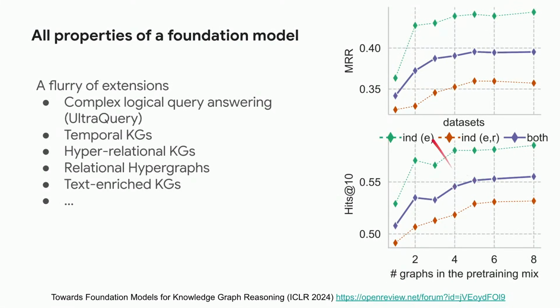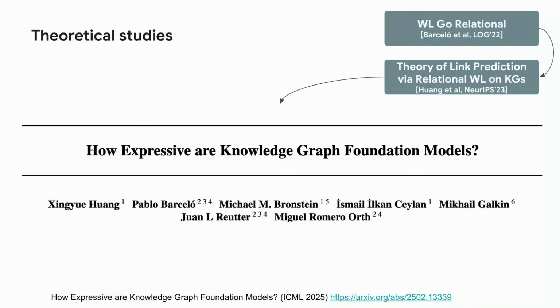Across different metrics, across many datasets and across different tasks, we see that quality metrics grow. And then there is a flurry of extensions. Over those 2 years, we've seen extensions of this work to complex query answering, to different kinds of graphs: relational hypergraphs, hyper-relational graphs, temporal graphs, text-enriched graphs, and many more. So that was quite a successful project that enables us to think that there is something to be learned from the idea of how things interact. It can be features, it can be edge types.